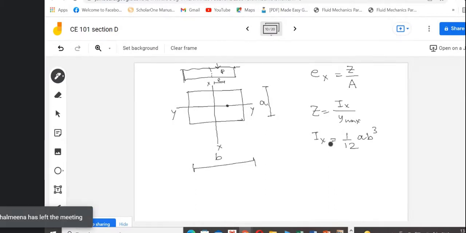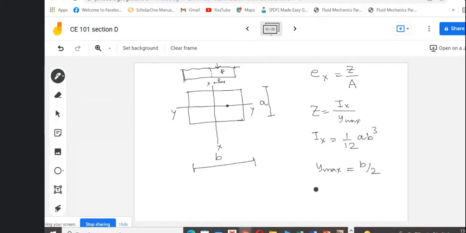Anyone else? Is he right, or it will be 1 by 12 a cube b? Okay, let me also accept it. Then what is the y max? B by 2. Yes, good.